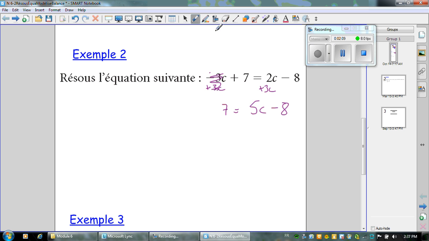So what number do I subtract 8 that I get 7? If you can't do that in your head, you can just add 8 to 7, but this has to be 15. 15 minus 8 gives me 7. So 5 times what number gives me 15? C equals 3. Because 3 times 5 is 15. 15 minus 8 is 7.